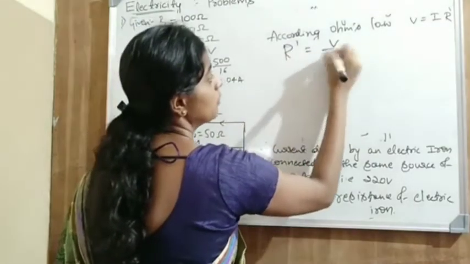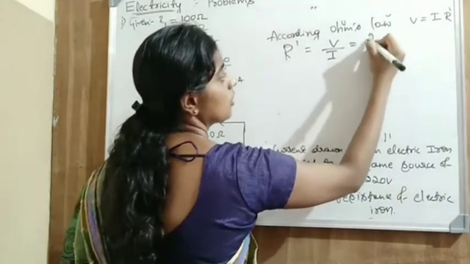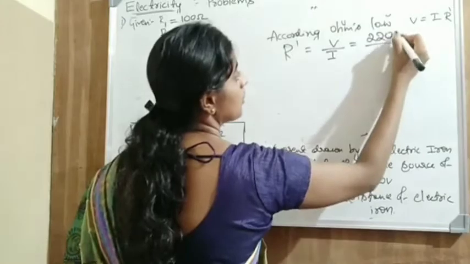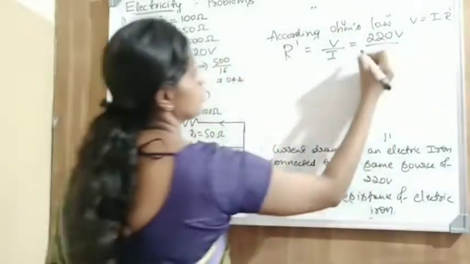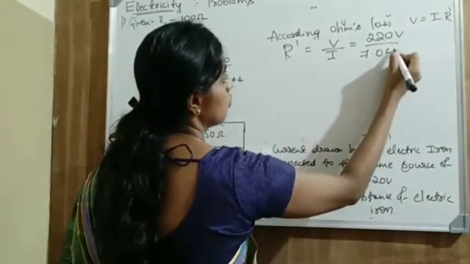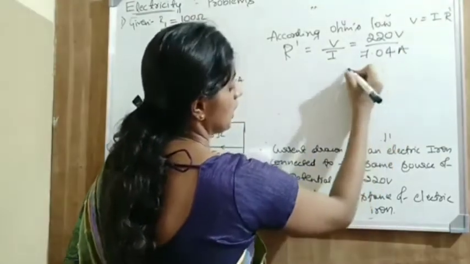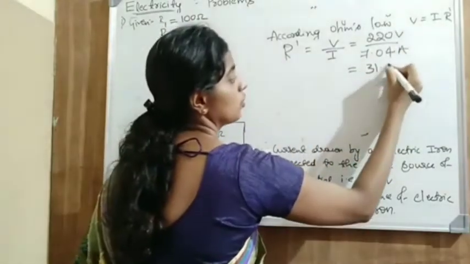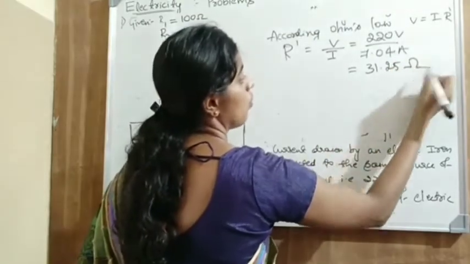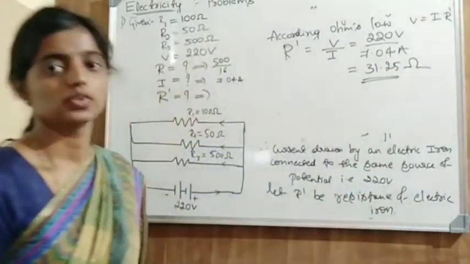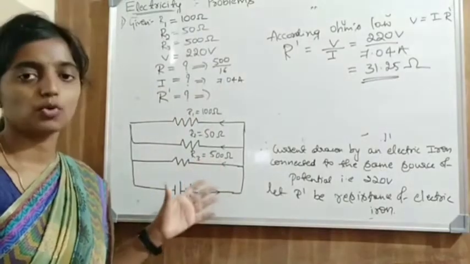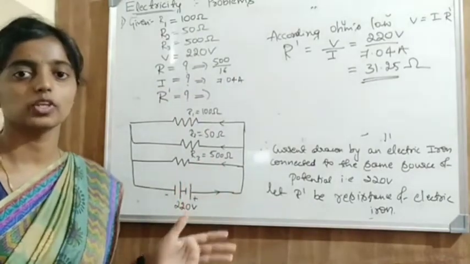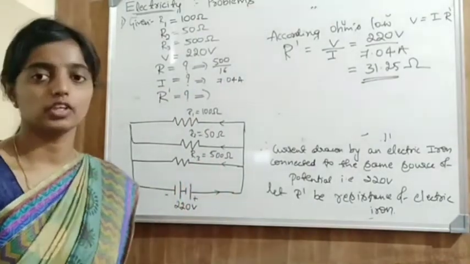Our formula will become V by I. V is what? 220 volt and I is 7.04 ampere. Calculate. We will get 31.25 ohm as answer. So this problem is very easy. Just we need to concentrate on what all we need to find out.